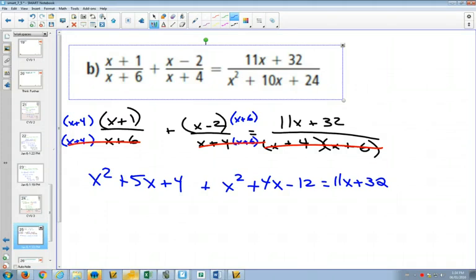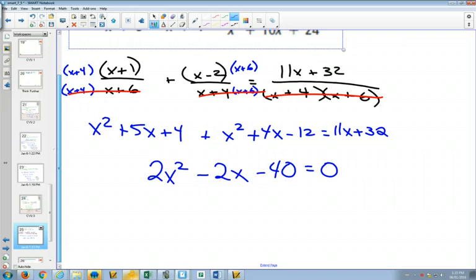What kind of equation is this? It's quadratic. Make one side equal to 0. Combine all your like terms. Can you see that you're going to get 2x squared? You have 5x plus 4x, but when you minus the 11x from the other side, minus 2x. 4 minus 12 will be negative 8 when you minus the 32 on the other side. Negative 40.